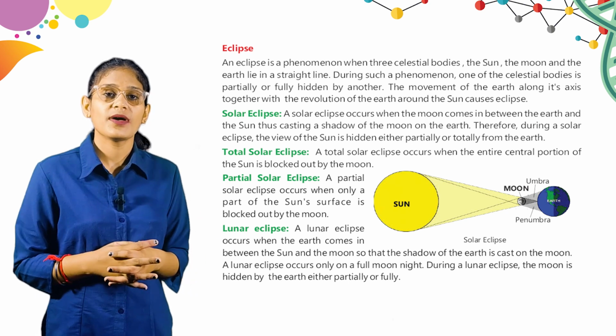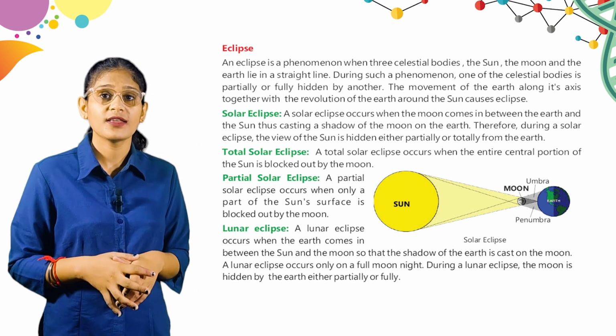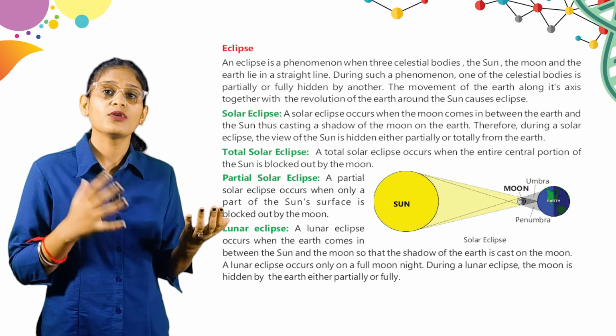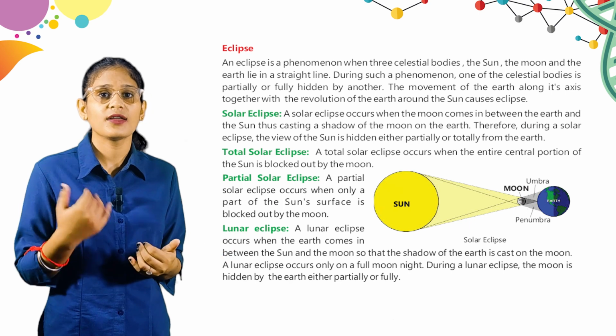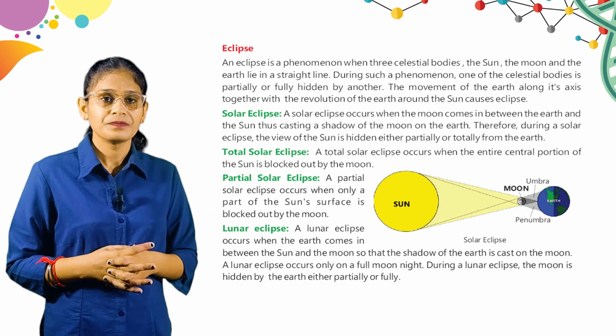So student, first हमारे पास है सोलर एक्लिप्स. सोलर एक्लिप्स कब होता है? जब आपका मून जो है वो सन और अर्थ के बीच में आ जाता है और वो क्या करता है? आपके सन को हाइड कर देता है या तो फुली या फिर पार्शियली.